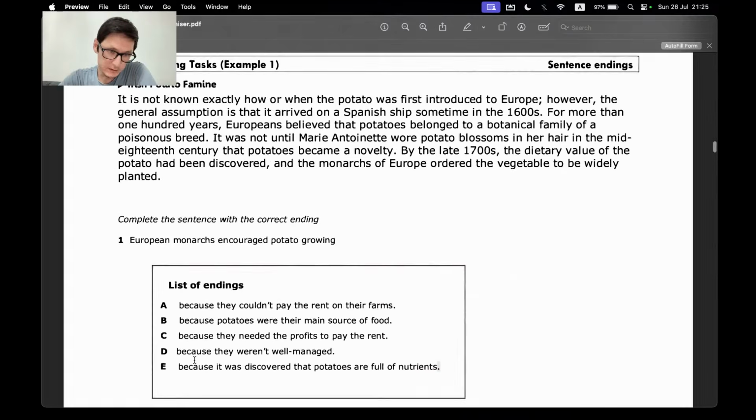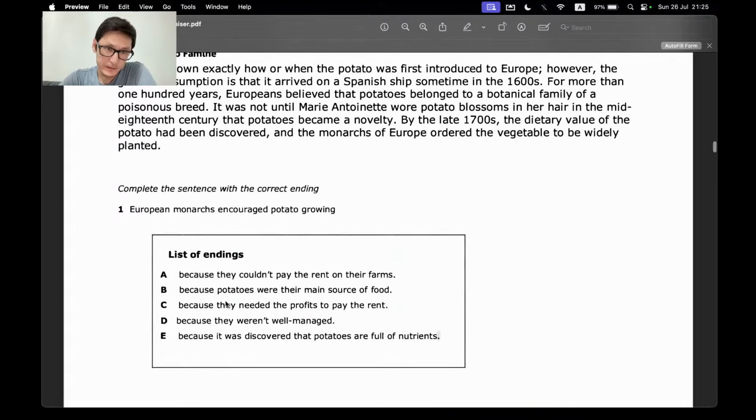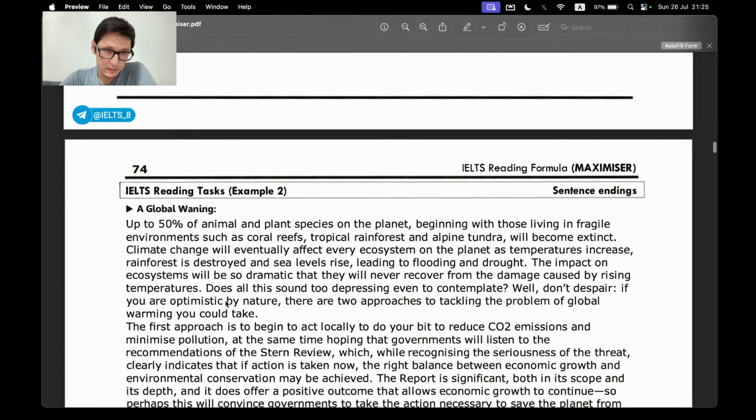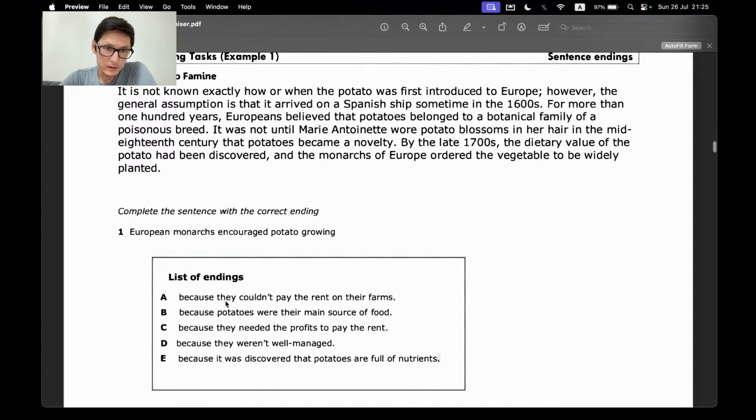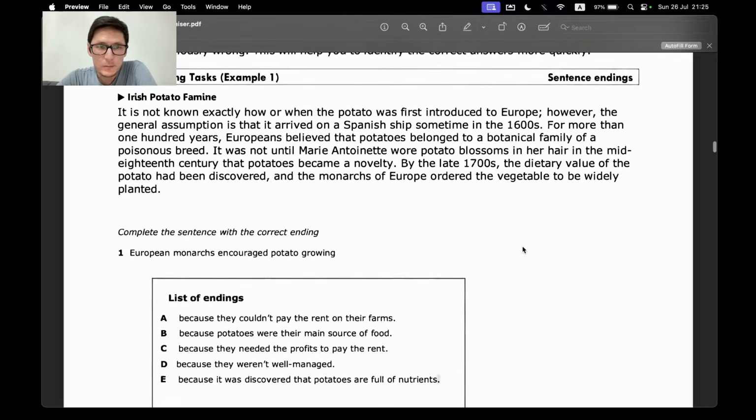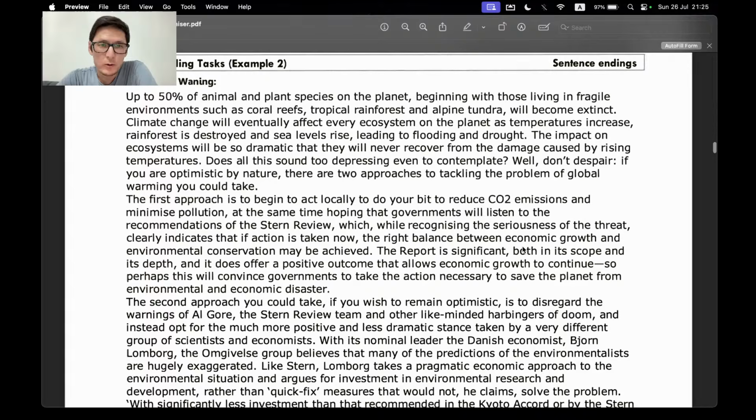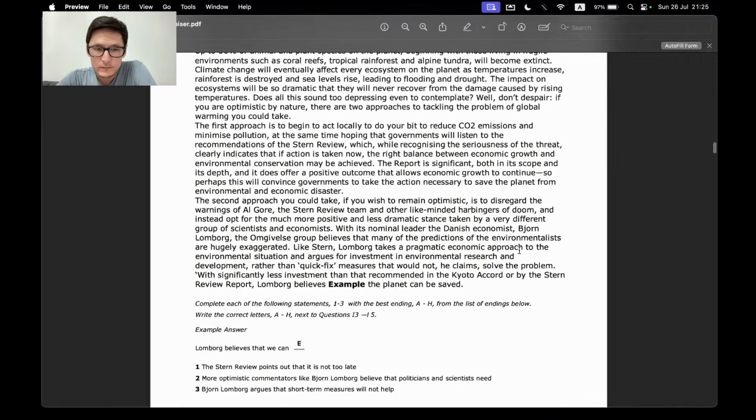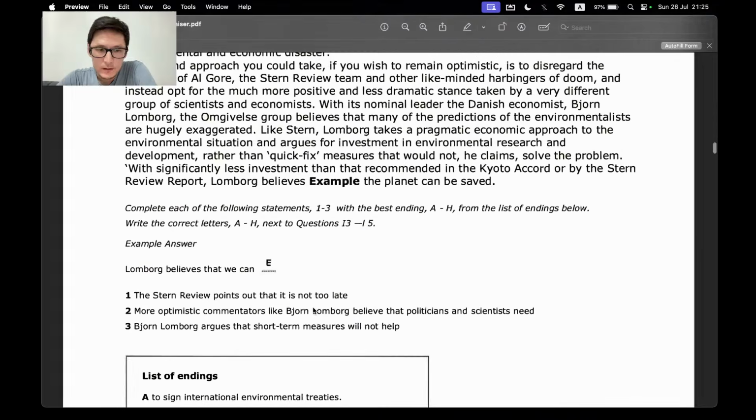Okay, so there is a list of endings, and where are the beginnings? Complete the sentence with this one, only this sentence. You have to complete one sentence here, only one sentence, by reading this paragraph. Okay, so that's an easy example. Then we have a bigger example here, and here we have 3 beginnings.